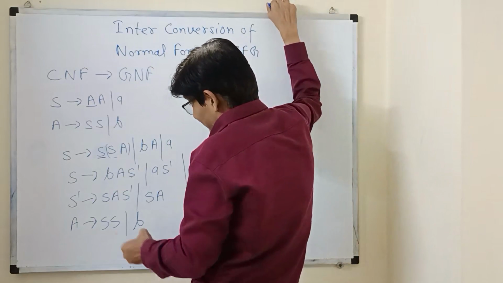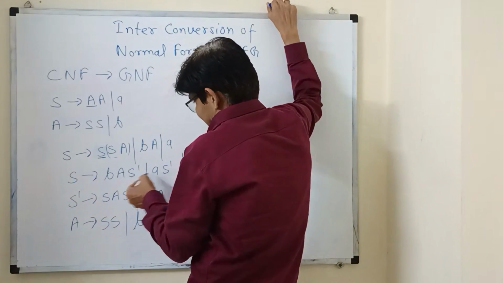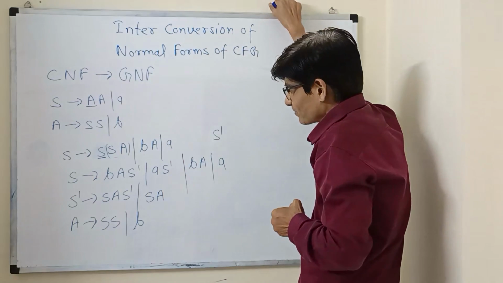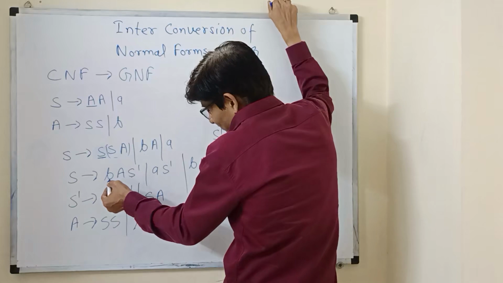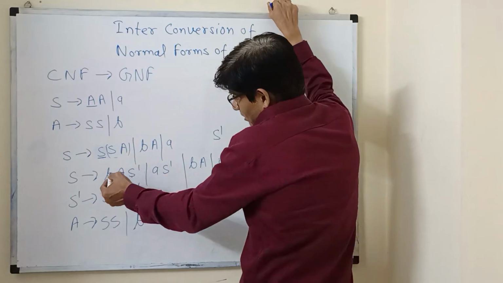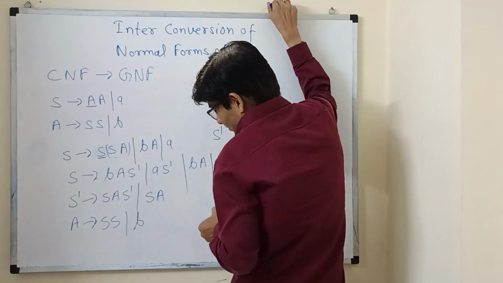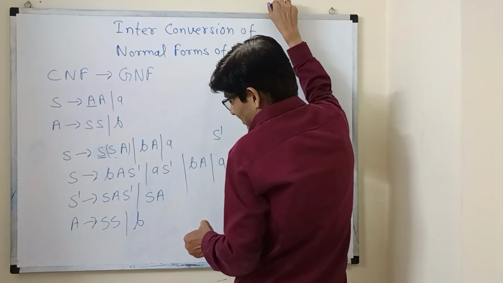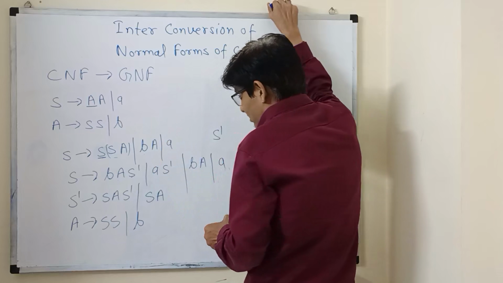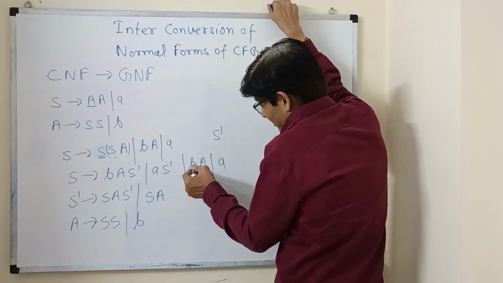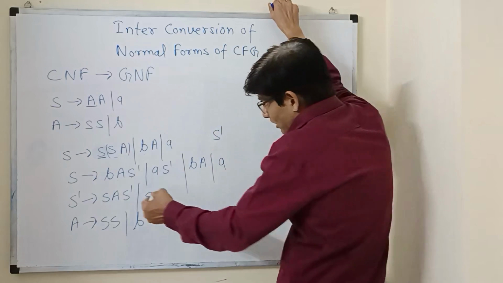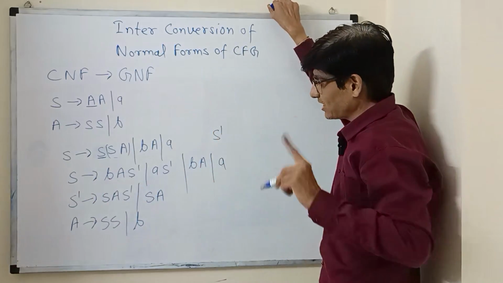Now you can see, my friend, all productions of S are in GNF. This is starting with a terminal and having a string of variables. This is also starting with a terminal and having a string of variables. This is again starting with a terminal and a string of variables. This is having only one terminal. So all these productions are in GNF.